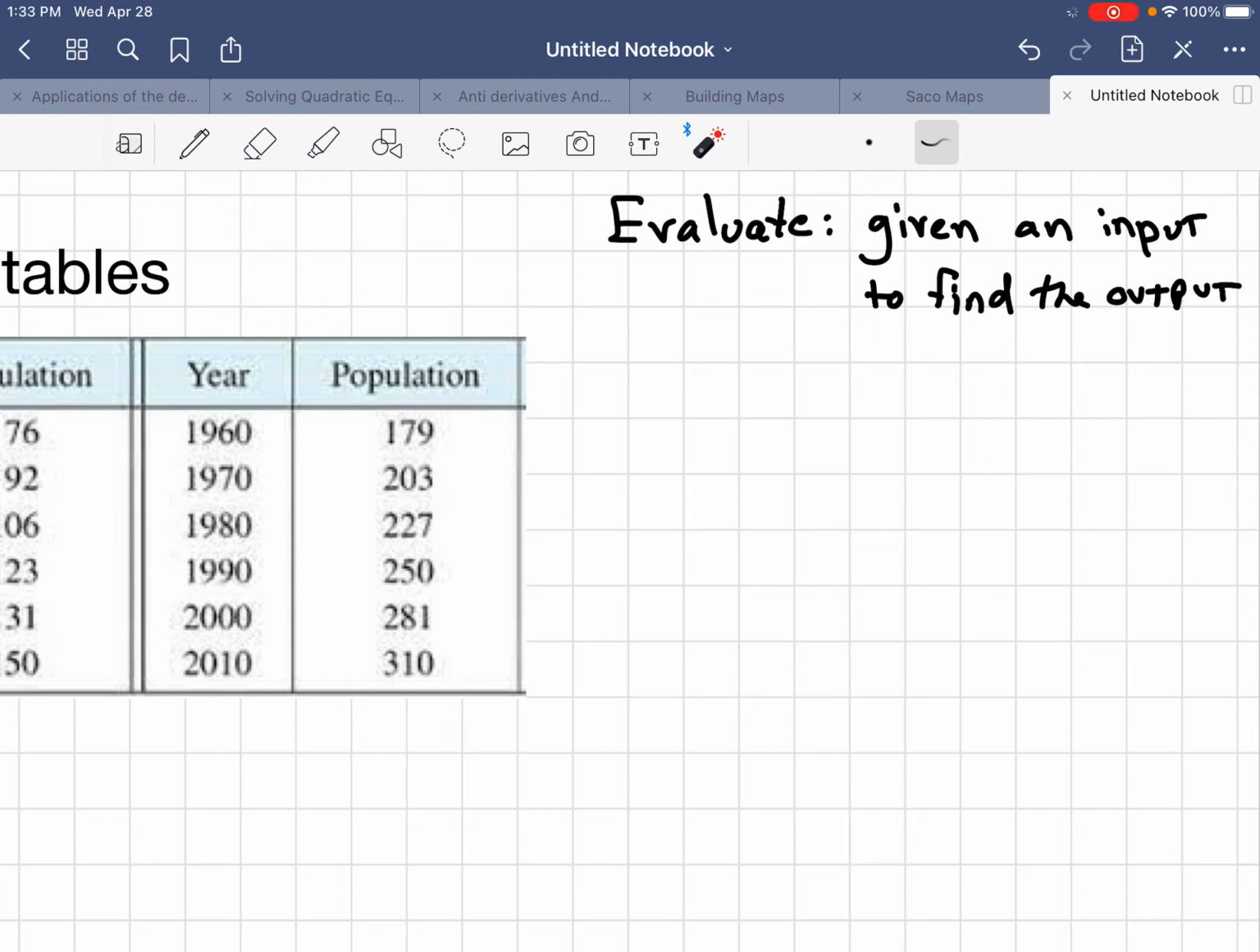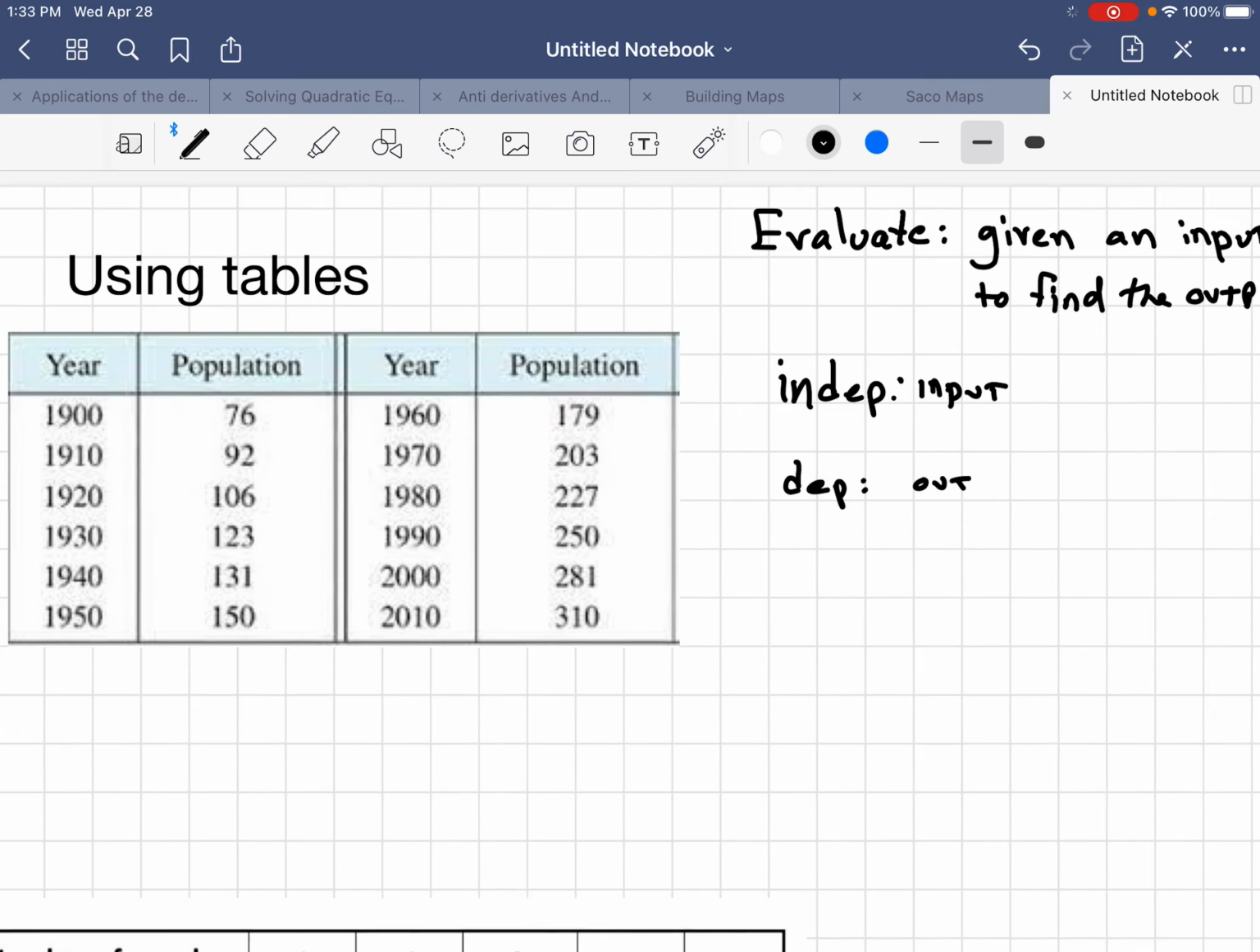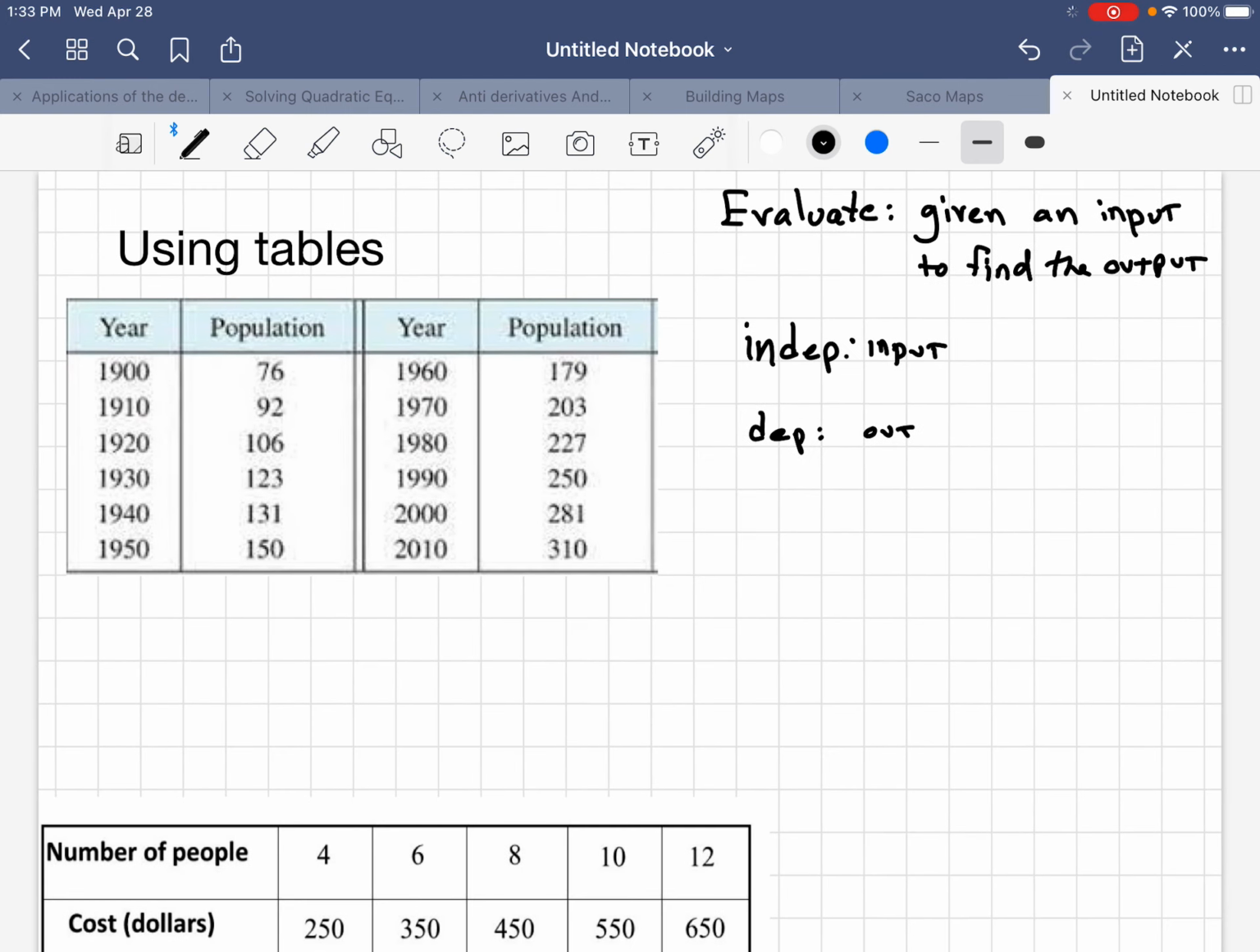Now we also have to consider the input versus output in terms of variables. So input, or the independent variable, versus the dependent variable. It's a really good idea to look at the problem and try to determine which of the variables is input and which is output.